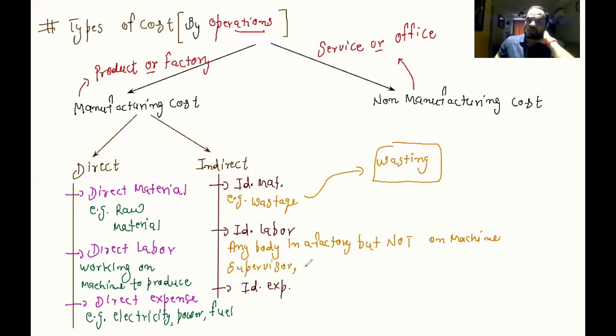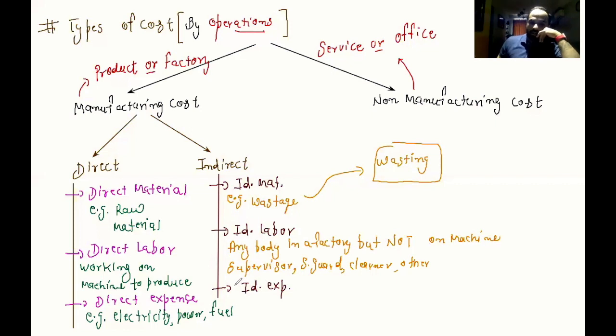Supervisor, maybe security guards, right? Maybe cleaner, or any other person, part of the factory, but not part of the manufacturing, right? Not directly part of the manufacturing. So these are indirect labor.